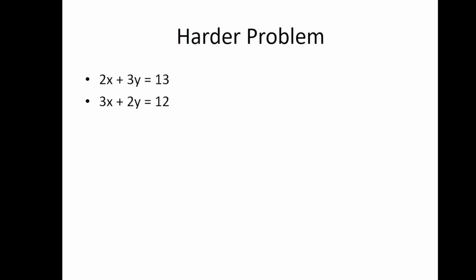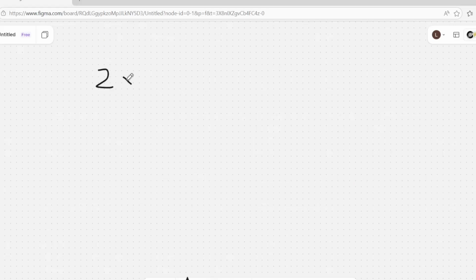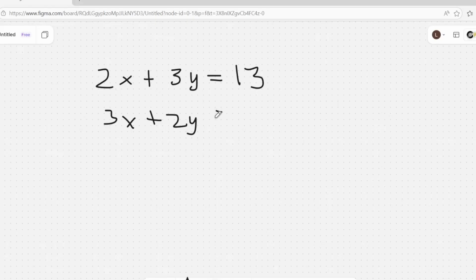So let's see. Let's write 2x plus 3y equals 13, and the second equation is 3x plus 2y equals 12. In this case, we really can't add or subtract anything to cancel out a variable. So what we need to do is find a factor. What do you mean by factor? We need to multiply all the terms by a certain number in order to get the same coefficient value that we can use to eliminate one of the variables.